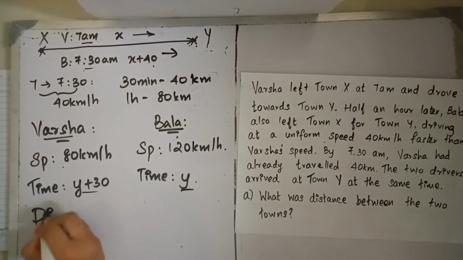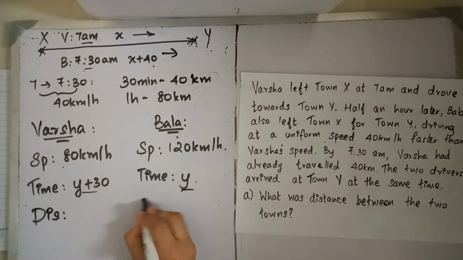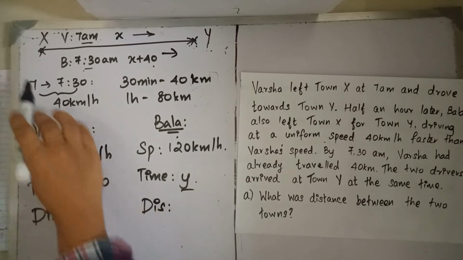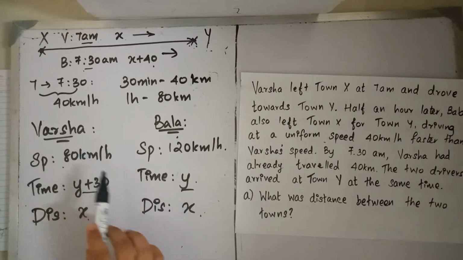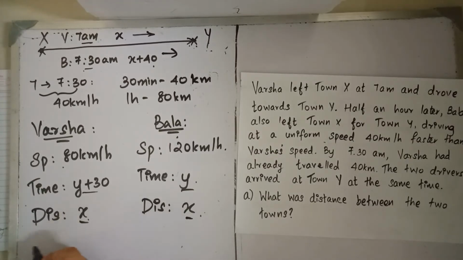Now let's look at the distance. They both travel the same distance, that is from X to Y. So the distance in this case will be constant. Like I've always said, you have to find out the constant factor. If you find the constant factor in both the cases, then you can easily form it into equations and equate them. Okay, so here the distance is constant. What's the formula for distance? Speed into time.